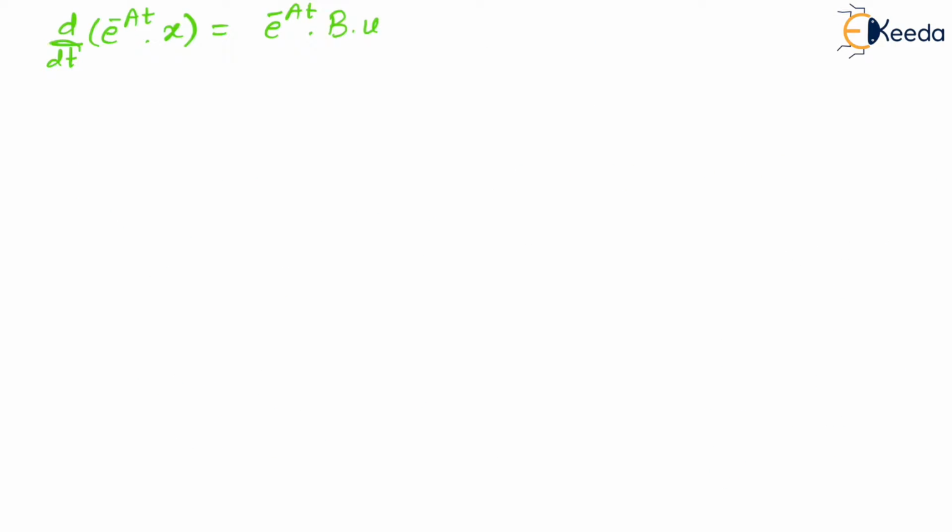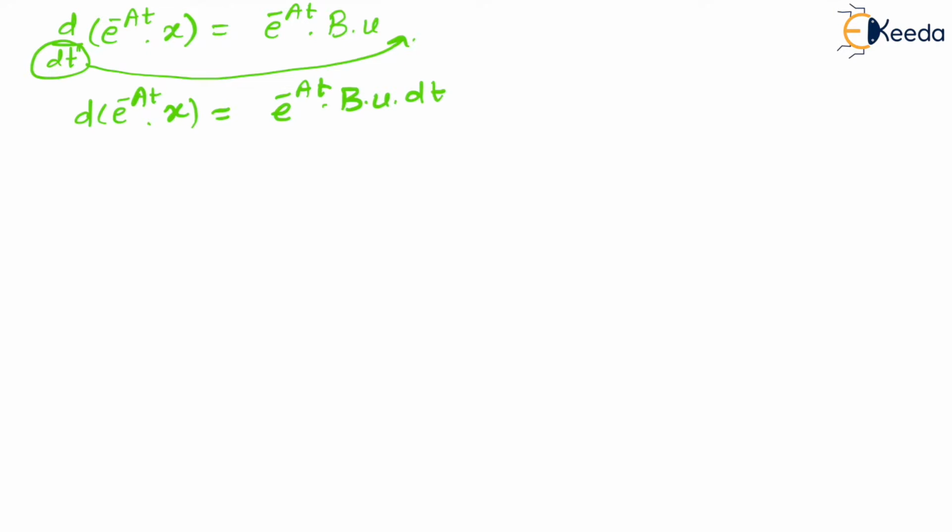Right. Now let us take this dt on the other side and integrate. If I take that dt, what I get is d of e to the power minus at into x, which is nothing but e to the power minus at into b into u dt. That is what is there.